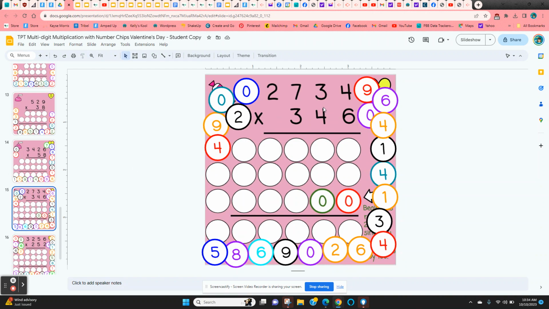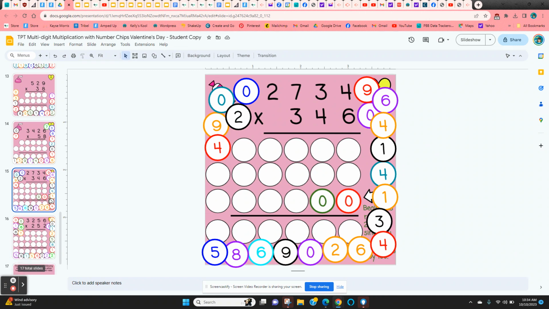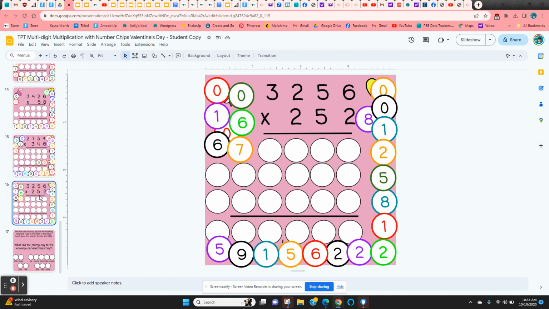Then they've got a 4-digit by 3-digit. So here, the zeros are already added to the third row. So they're going to break this into 3 parts. 2,734 times 6 in the first row. Then they're multiplying by 40, so they have to add a 0 before they start going from right to left. And then when they multiply times 300, they have to start this row with 2 zeros. And then they're going to add those products together. Same thing on the next slide.